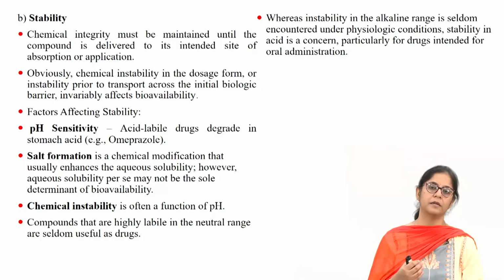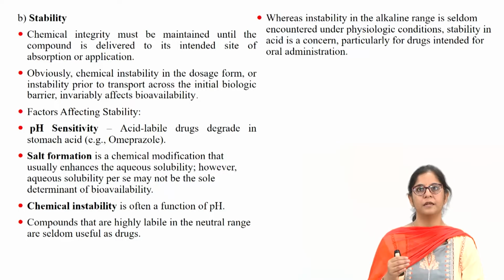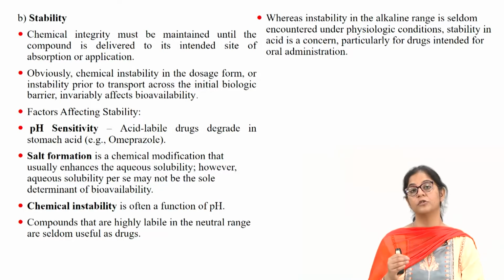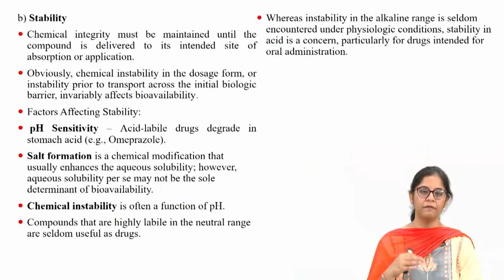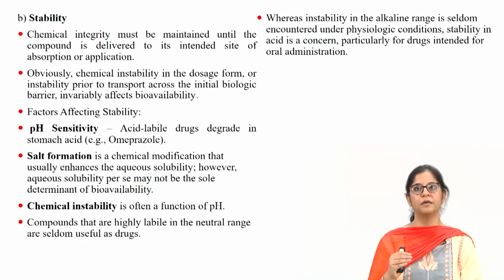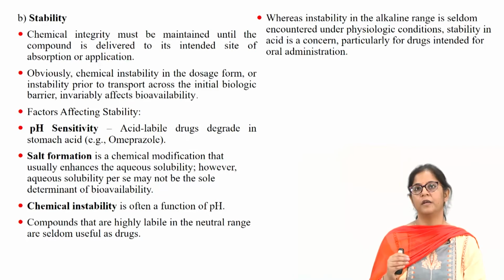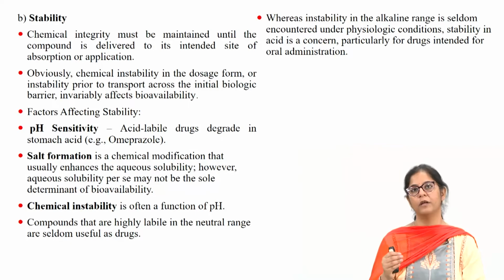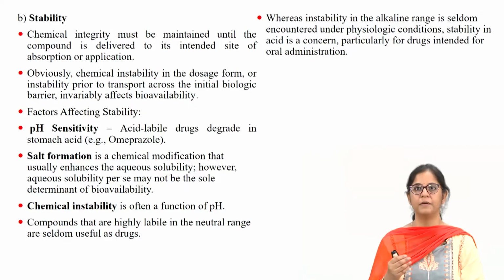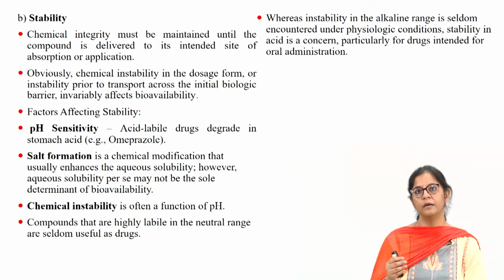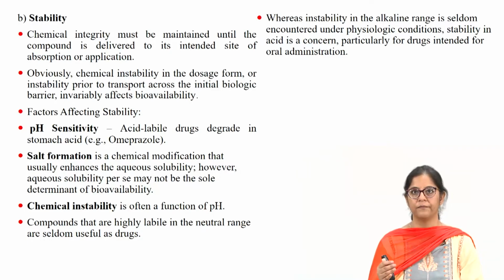Then stability. Chemical integrity must be maintained until the compound is delivered to the intended site of absorption or application. That means it should be stable not only in vitro but in in vivo conditions. The chemical instability in the dosage form or instability prior to transport across the initial biological membrane invariably affects the bioavailability. Now, what are the factors which affect the stability? For example, pH sensitivity. Acid labile drugs degrade in the stomach. Salt formation is a chemical modification that usually enhances the aqueous solubility.